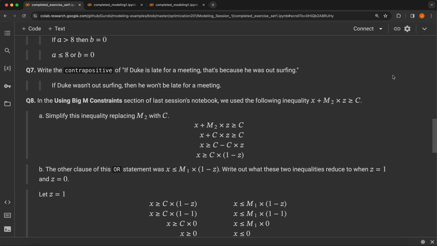All right, on to question 8. In the using big M constraints section of last week's notebook, we used the following inequality: x plus m2 times z is greater than or equal to c. Simplify this inequality, replacing m2 with c. So we start with the original, switch this m2 to c, do a little bit of algebra, and we end up with x is greater than or equal to c times 1 minus z.